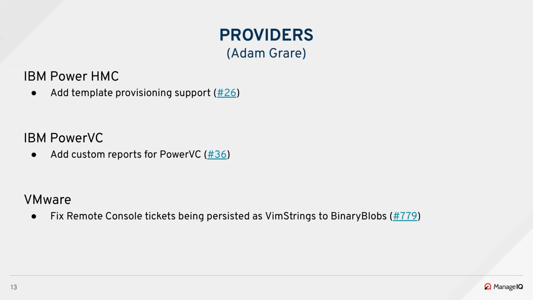On the Power HMC side, they added template provisioning, which actually is more of a clone from a VM to a template. Following up, they'll be able to do cloning from a template to a VM in coming sprints. For Power VC, we split out those reports from Power VS and added some more custom reports for Power VC. And VMware, we fixed an issue where remote console tickets were being saved as Vim strings to binary blobs, which were causing the API and the UI workers to throw exceptions because they didn't know what a Vim string was. And that is it for providers.